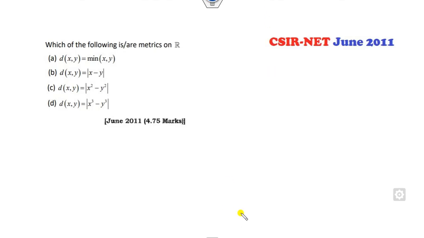Now let's start with the first question. Which of the following is or are metric on this? First of all, as I mentioned, this is said to be the metric whenever n is odd. So clearly this is not a metric. Yes, because in this case n is 1, so yes, this is the metric. X cube minus y cube, again n is odd, so this is also the metric.